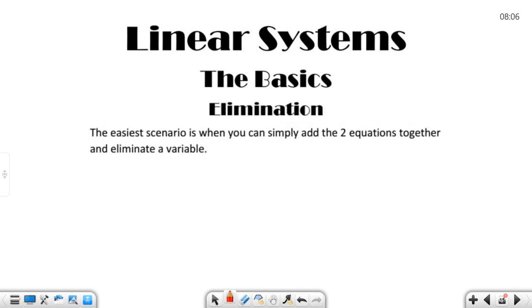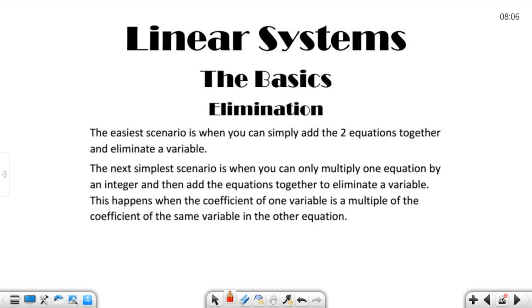The easiest scenario for elimination is when you can simply add the two equations together and eliminate a variable. The next simplest scenario is when you only have to multiply one equation by an integer and then add the equations together. This happens when the coefficient of one variable is a multiple of the coefficient of the same variable in the other equation.